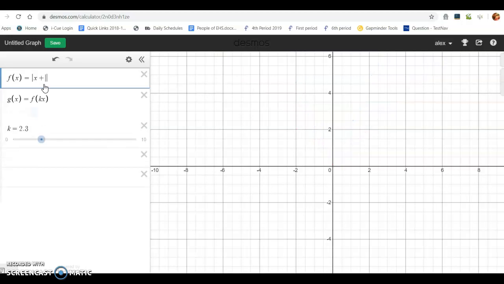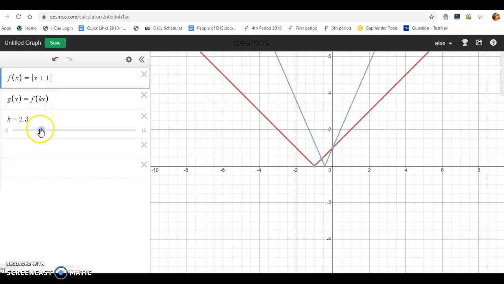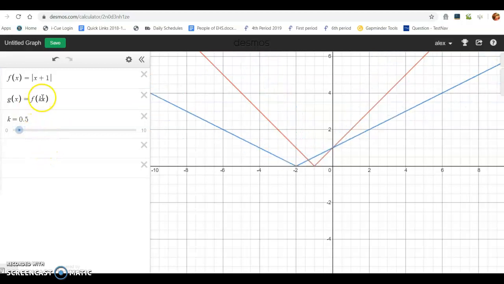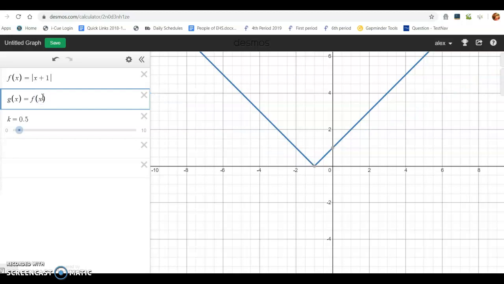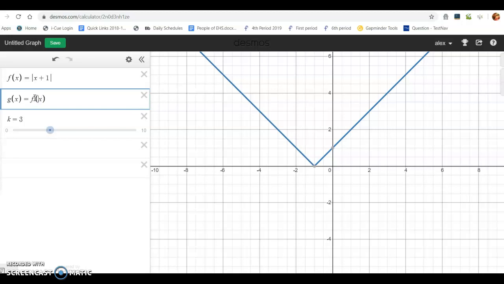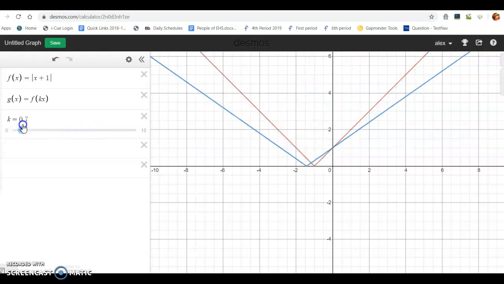If I again make this a plus 1, I really want to stress that this has to do with the y-axis, not the x-axis. If I change it so that I do it like we did yesterday, which would be a vertical compression or stretch, that is pulling it towards the x-axis. You see that? But if I move it so that it's inside the parentheses, now it's being pulled by the y-axis. So that's really the big difference between yesterday and today.